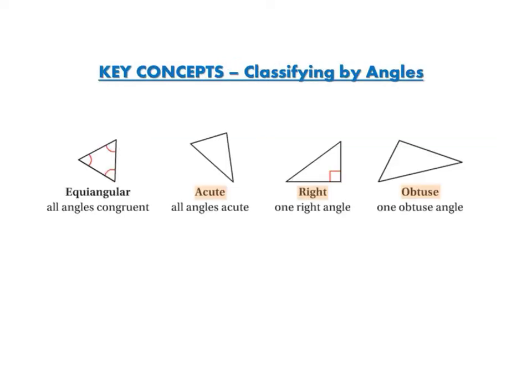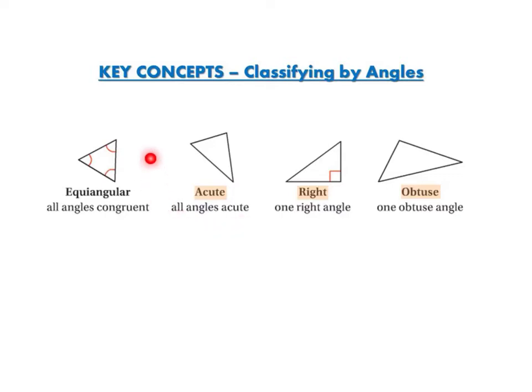There are 4 ways to classify triangles by their angle measurements. The first one is equiangular. Equiangular means that all 3 angles are exactly the same measurement. In fact, since all triangles have 180 degrees, an equiangular triangle will always have the 3 angles measuring 60 degrees.